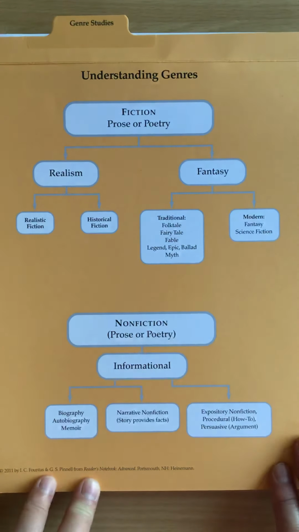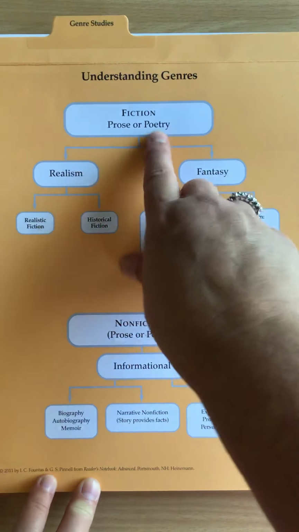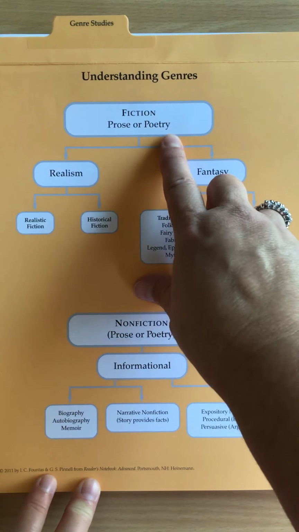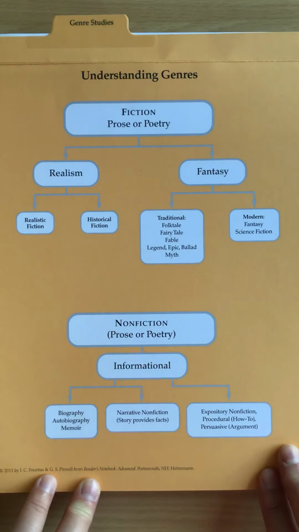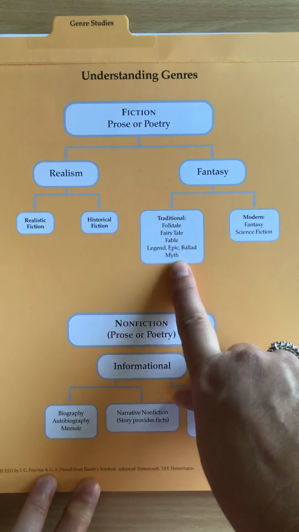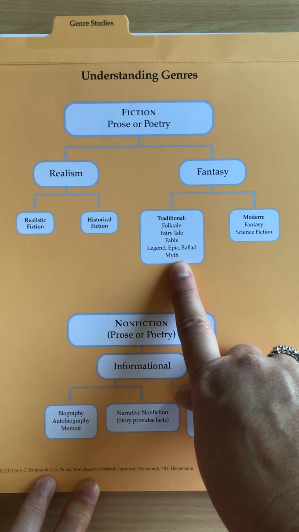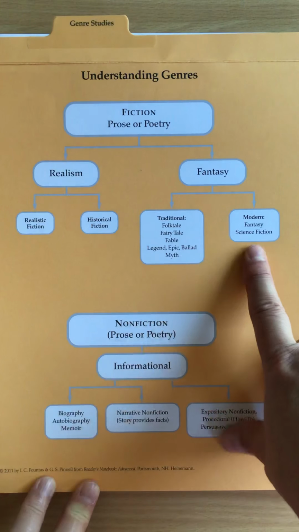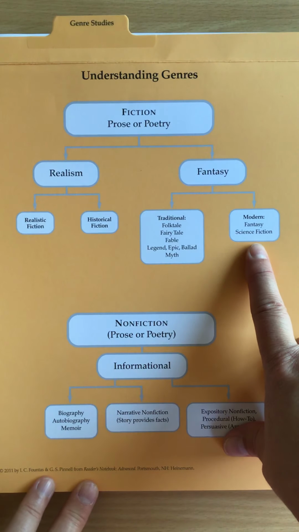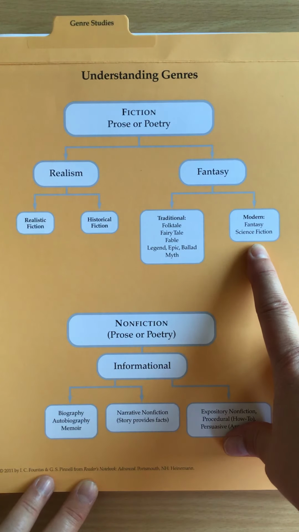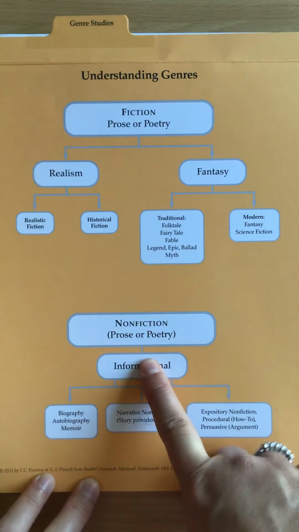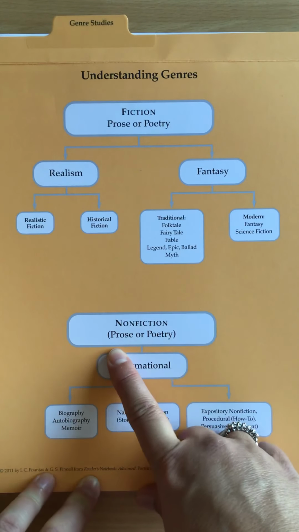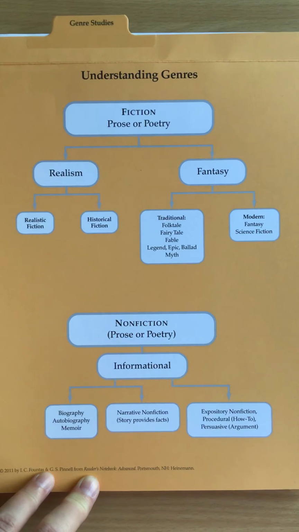Then there's also fantasy. Prose or poetry up at the top just means you know what poetry is, and prose is just other kinds of writing. So in fantasy, we've got the traditional kind of literature, which includes fairy tales and folk tales, things like that. And then modern fantasy, which includes science fiction, things like the Harry Potter books, things that can't really happen in real life. Nonfiction is true, and it can, again, be prose or poetry.